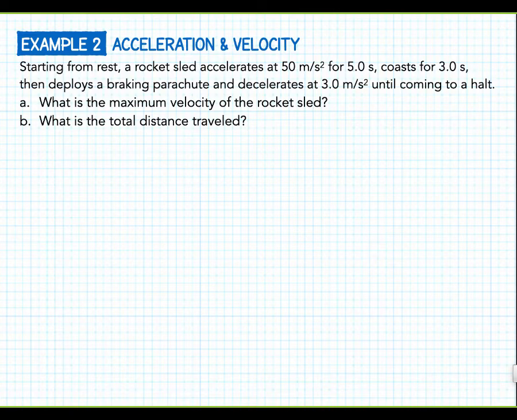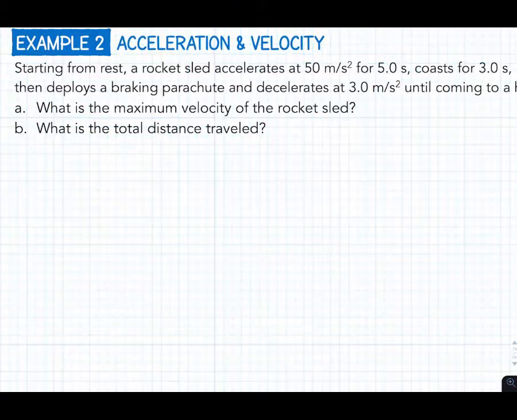So it accelerates at 15 meters per second squared, which is slightly insane, for 5 seconds, coasts for 3 seconds, and then deploys a braking parachute and decelerates at 3 meters per second squared until coming to a halt. So we want to know what's the maximum velocity of the rocket sled, and then we also know what the total distance traveled is. Okay? So I'm going to do this with you guys, and you can just follow along because I just want to show you sort of how we set up these problems. All right. So I hope you can all see.